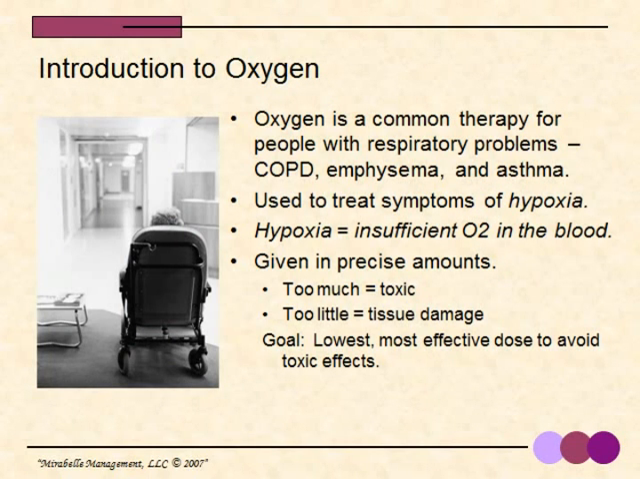Oxygen therapy is a common therapy for people who have respiratory disorders, such as emphysema, COPD, and asthma. Oxygen is prescribed by the physician to reduce and ideally to eliminate the signs and symptoms of hypoxemia, which is simply insufficient oxygen of the blood, and to prevent tissue hypoxia. In most situations, oxygen must be given in precise amounts. Too much may cause toxic effects, and too little may cause irreversible tissue damage. The goal of oxygen therapy is to give the lowest, most effective dose of oxygen while avoiding the toxic effects of oxygen.